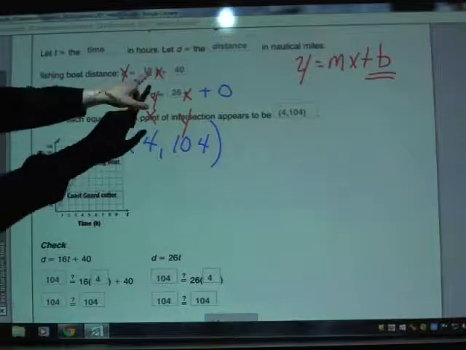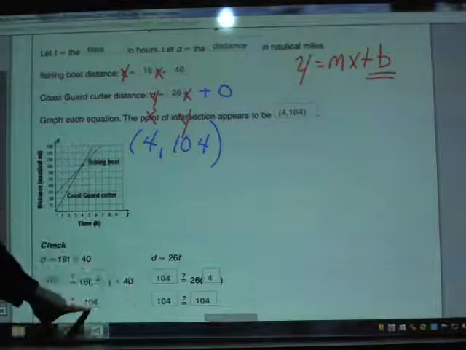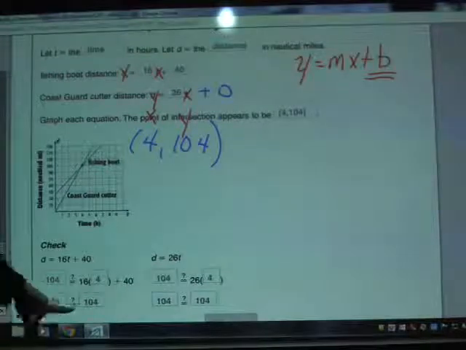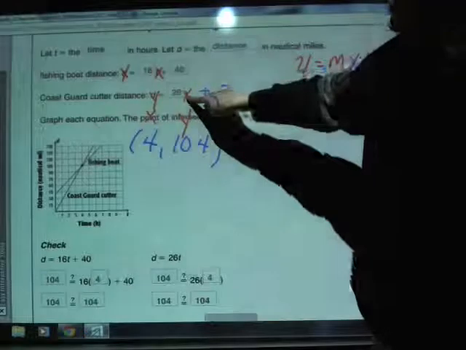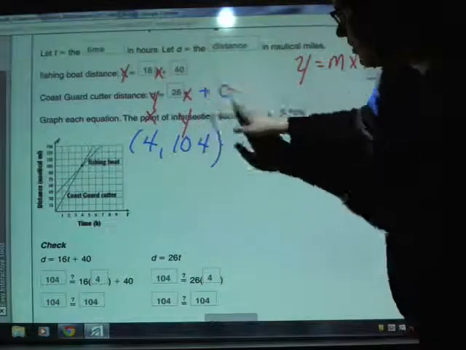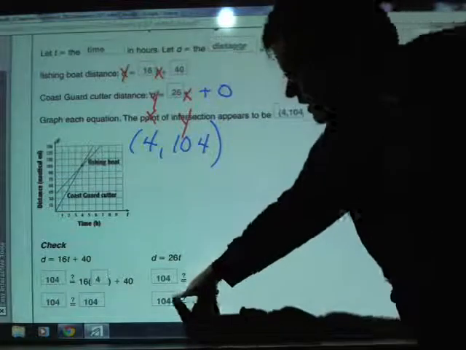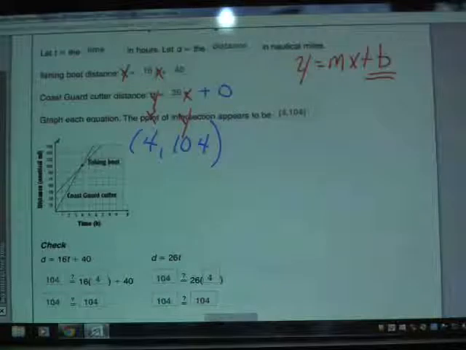All right, when I change this one into 4 and 104, I get 16 times 4 plus 40, which is 104. The other side says 104. We've got to check. The left side is the same as the right side. In the other equation, the 26x plus 0, when I change this into 4 and this into 104, I get 26 times 4. If you want to say plus 0, you can. It's 104. The other side says 104. Equation checks. Since they both worked out to be true statements, that's the solution to the system of linear equations.